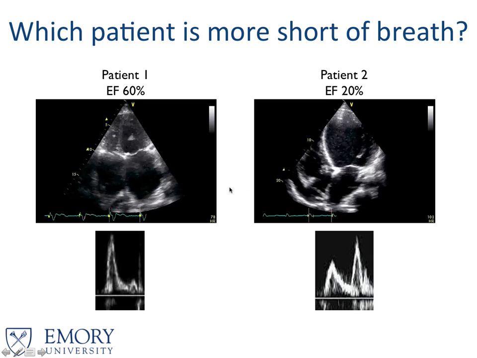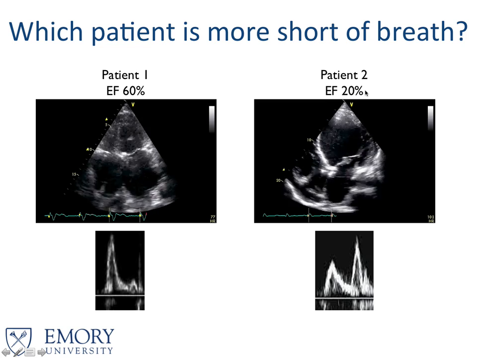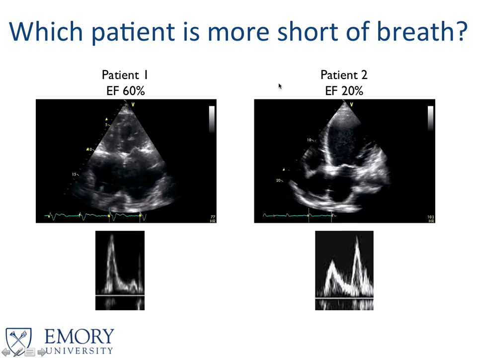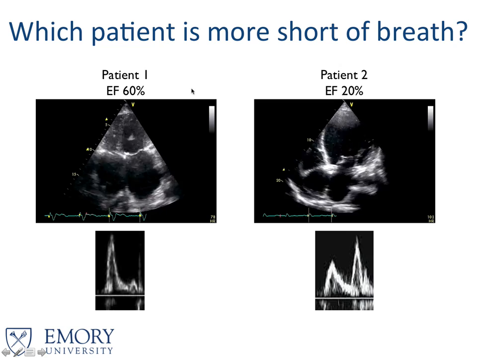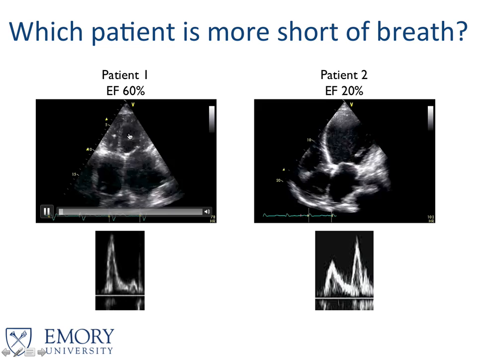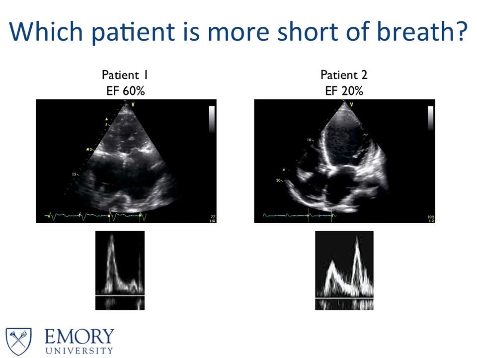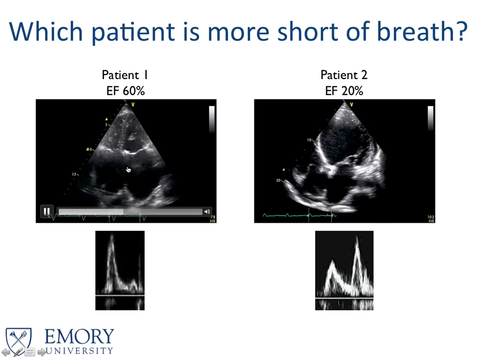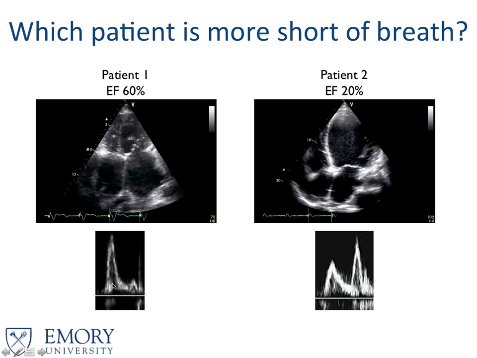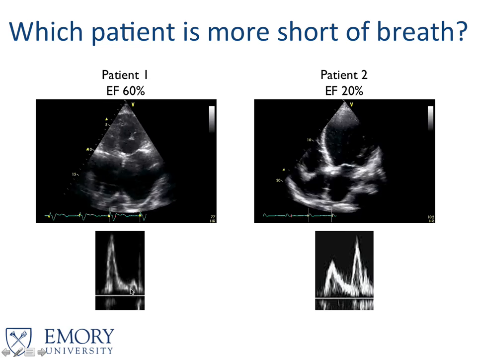So here are two patients, patient 1 and patient 2. Which patient is more short of breath? Patient 1 or patient 2? Notice patient 1 has a normal ejection fraction of 60%. You will notice the left atrium is ginormous. Okay? And you will see the tall E wave on the mitral inflow indicates a restrictive filling pattern.